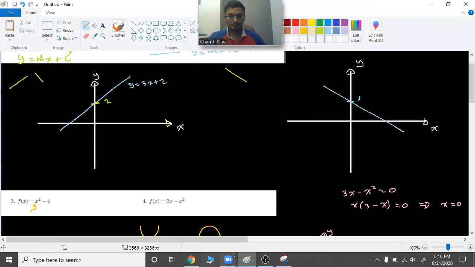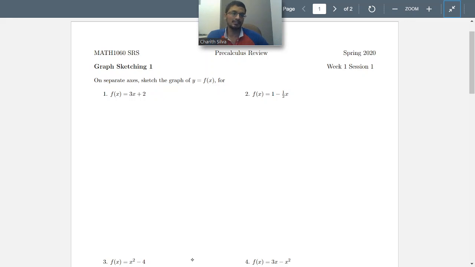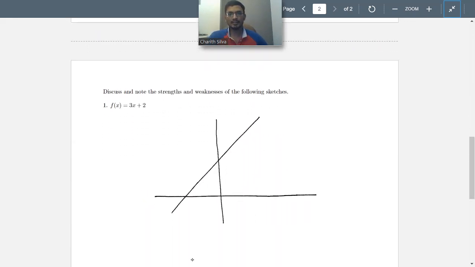And finally, if I move on to the last part of the question of this worksheet, we are to determine the strengths and weaknesses of these sketches, right? So you can see that in this first example, they have not labeled the x and the y axis. Also, they have not labeled the x-axis intercept or even the y-axis intercept. So those are some weaknesses of this sketch, right?